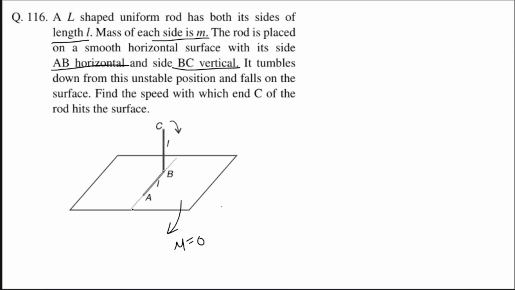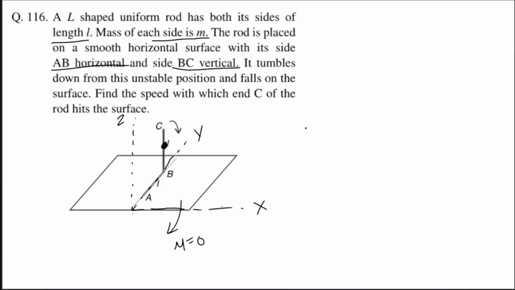Okay, so if this is the direction of the y-axis and this is the direction of the x-axis, then this will be the direction of the z-axis, which is parallel to your BC. It tumbles down from this unstable position and falls on the surface. Why is this an unstable position? Because it is not fixed at the base, and the center of mass of this BC portion lies in this vertical plane. So because of gravity, it will have a tendency to fall down. So it is unstable.